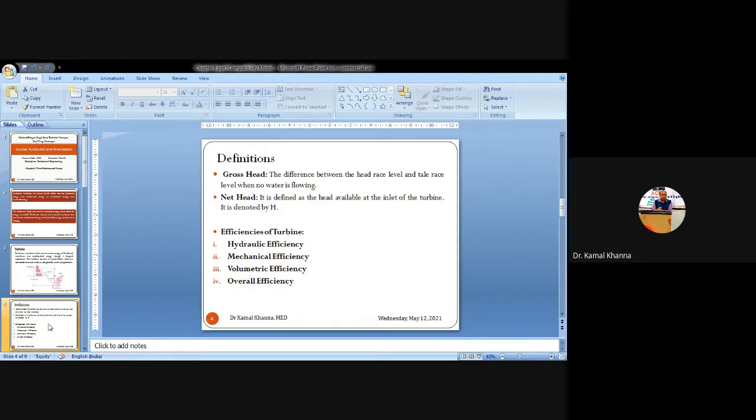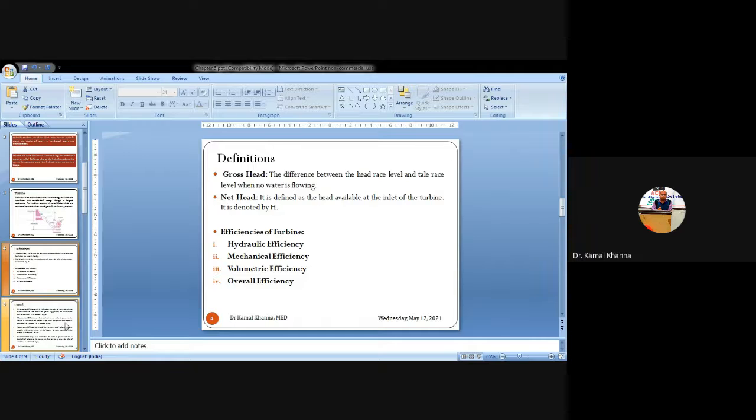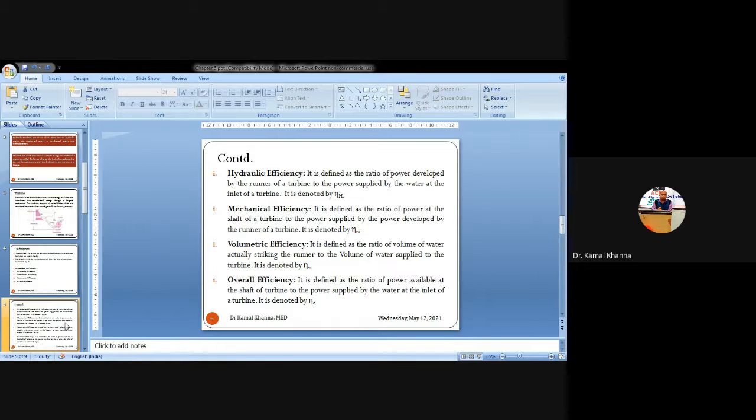Next are some efficiencies of the turbines. So what are the efficiencies? We can measure the efficiency of a turbine in four ways, that is hydraulic efficiency, mechanical efficiency, volumetric efficiency, and then overall efficiency. These are the definitions of the hydraulic, mechanical, volumetric and overall efficiency. For the case of the hydraulic efficiency, we are taking the power developed by the runner of the turbine to the power supplied by the water at the inlet of the turbine.